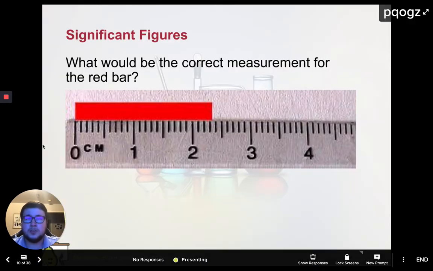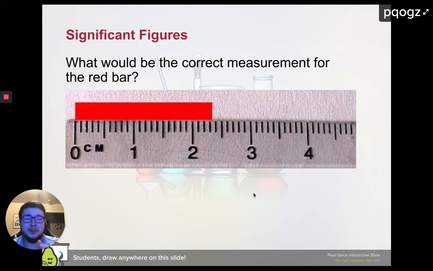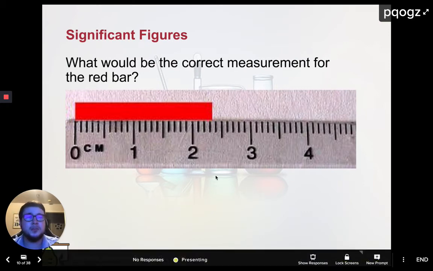Okay, so this is another question that I would like you to respond to. Just read this ruler and give me the correct measurement for the red bar. So remember to give me all the known digits that you can spot on the ruler, and then give me an estimated digit as well. So your final answer should have, well, I'm not going to tell you. I held up my fingers. I don't know if you could see them, but I don't want to tell you. Go ahead and pause, answer the question, and then whenever you finish, unpause, and the answer's on the next slide. Okay?